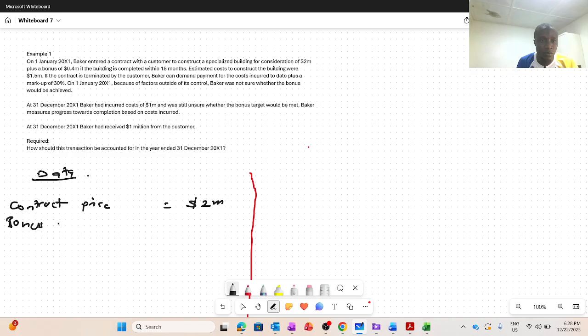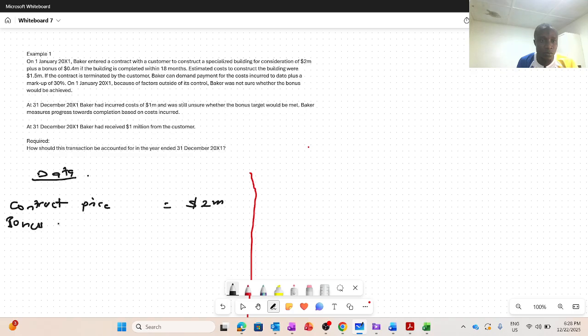And also, if the building is completed within 18 months, this is the condition. So for us to include the bonus of 0.4 million, the building should be completed within 18 months. The estimated cost to construct the building equals 1.5 million.